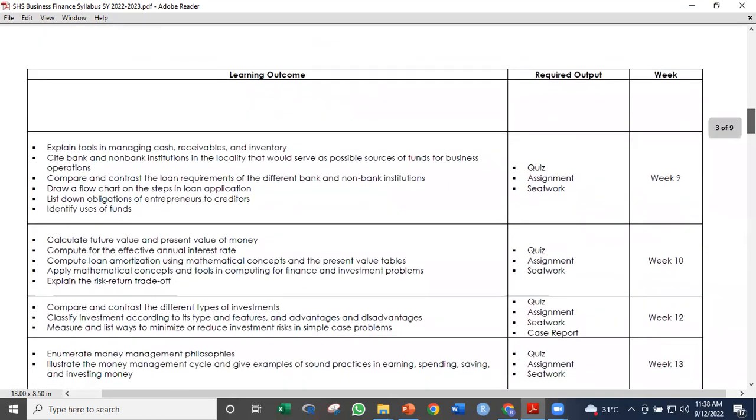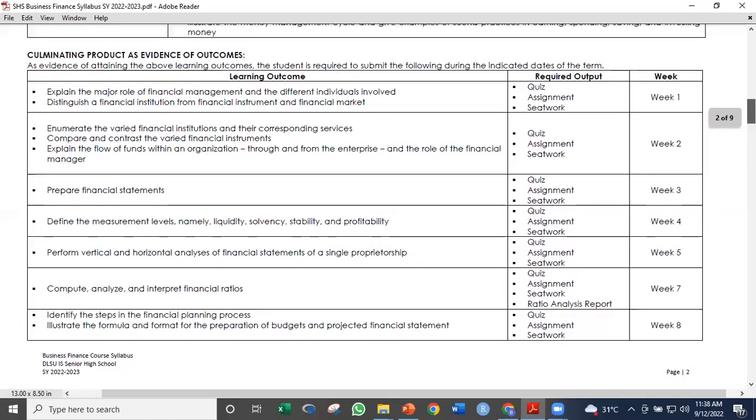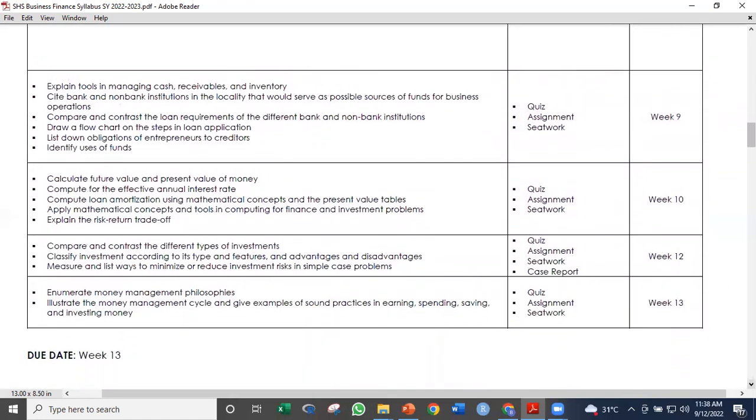Then we go to the financial planning process. So we're going to learn about budgeting. We're going to learn about how to manage cash, receivables, and inventories. These are the current assets, very important for a firm. And then we're going to take a look at loans.